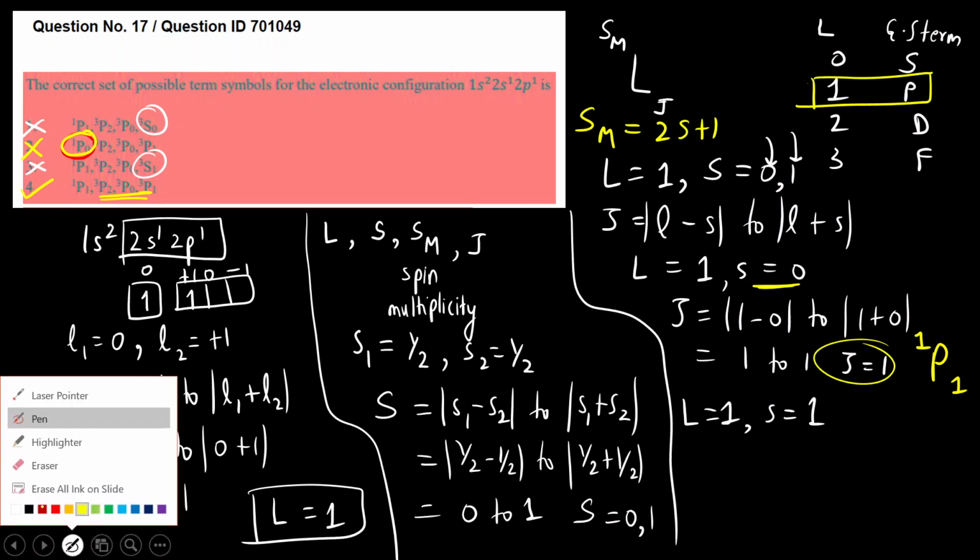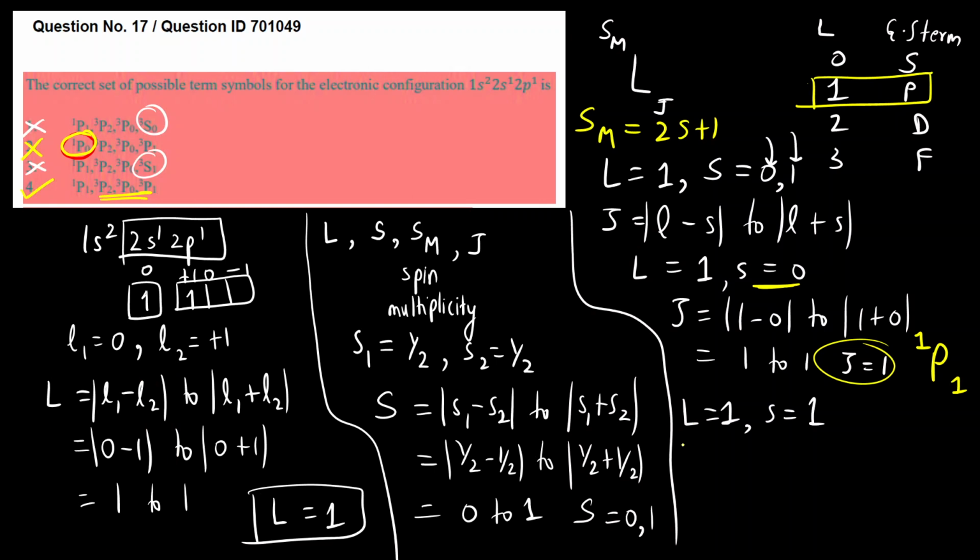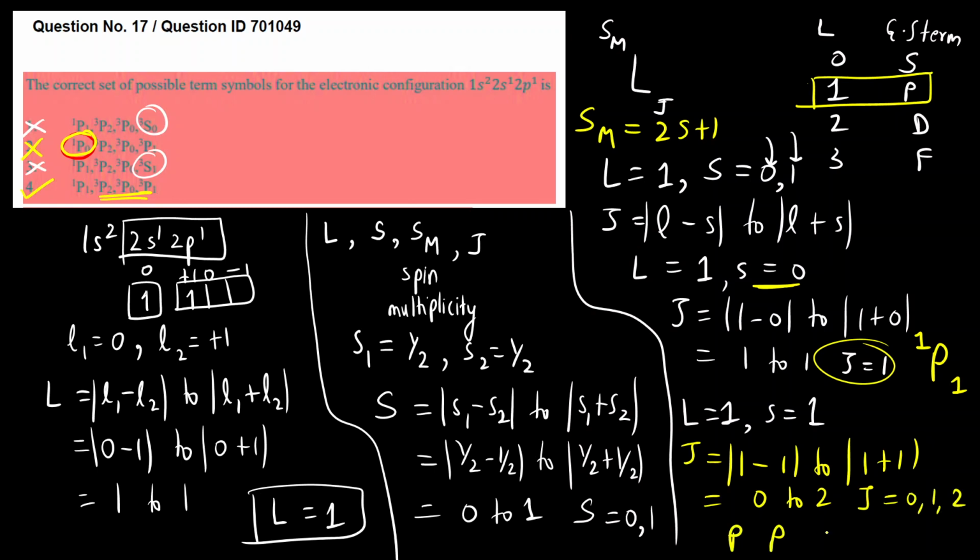For L is equal to 1 and S is equal to 1, J will be L minus S, so 1 minus 1, to 1 plus 1. So this will be 0 to 2. So J value is 0, 1, 2. So now there will be three terms. Here all are P. What will be the spin multiplicity? S is 1, so 2 into 1 plus 1. 2 into 1 is 2, 2 plus 1 is 3. So all will have the spin multiplicity of 3, and there are three possible values of J. So I write 0, 1 and 2.